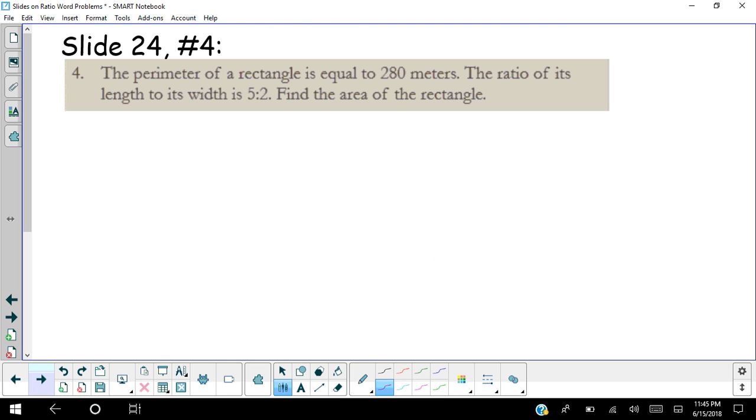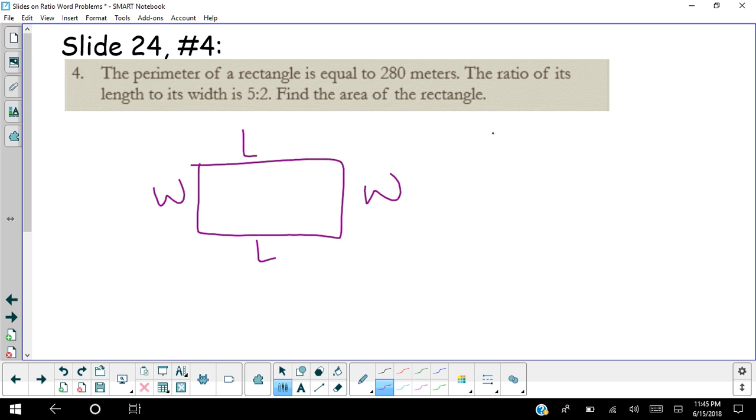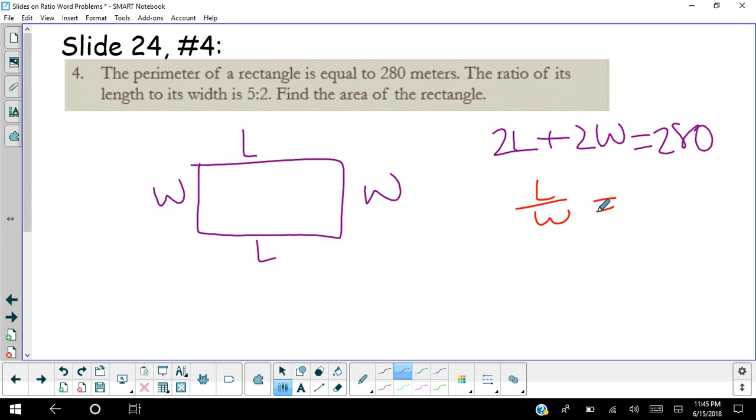Still slide 24, number 4. This is again one that'll be nice with a pictorial representation. The perimeter of a rectangle, so all four sides, L, L, W, W, is 280. So 2L plus 2W equals 280. The ratio of its length to width is 5 to 2. Length to width is 5 to 2.